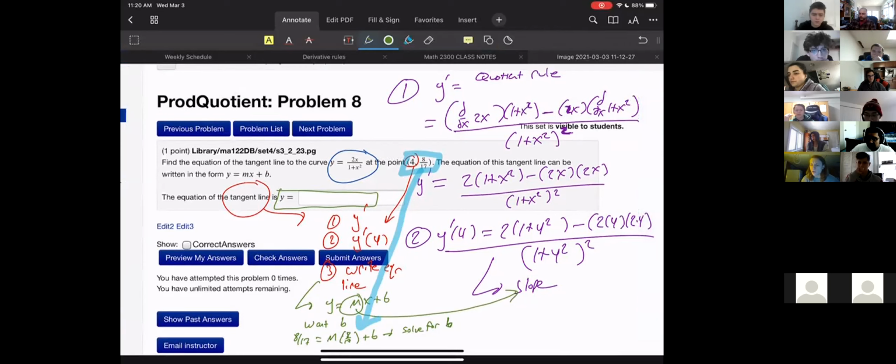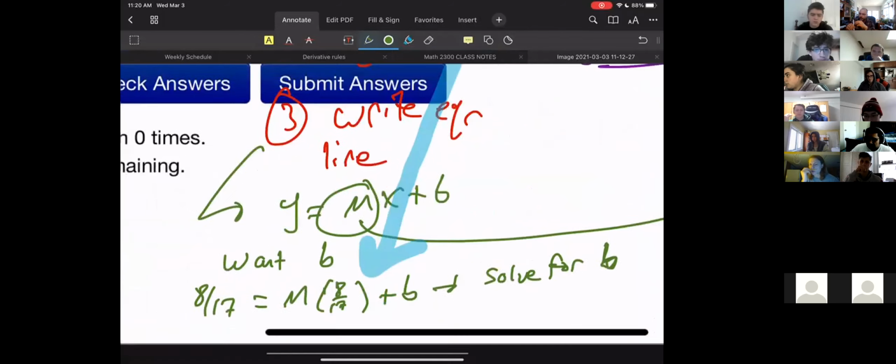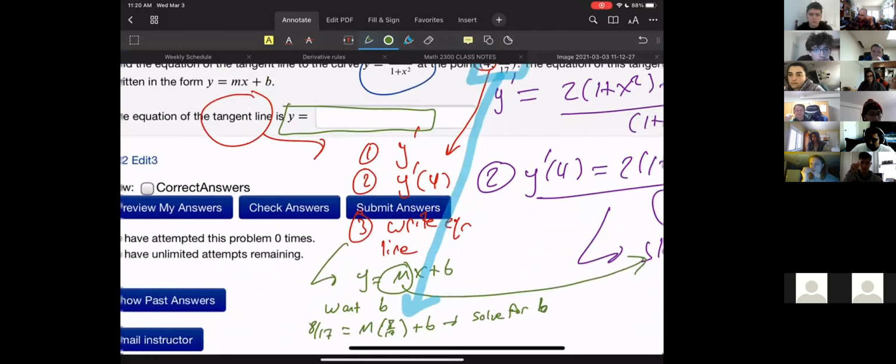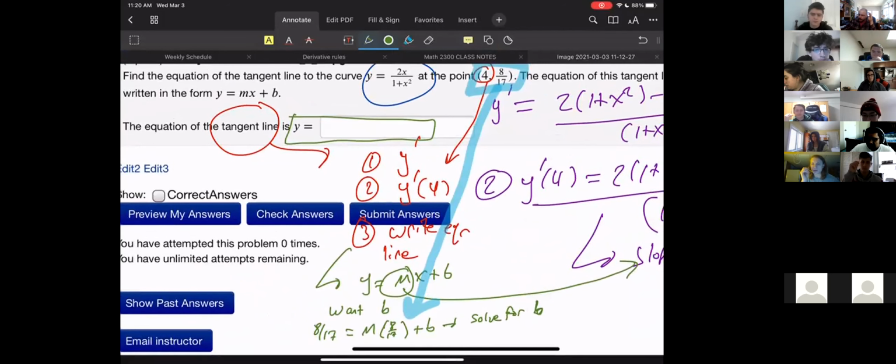Why is 8 over 17 in the y and the x spot when you wrote it down below? Oh, sorry. Thank you. So it should be just in the y spot. Sorry. Yeah. So the 8 over 17 was the y. The x was a 4.